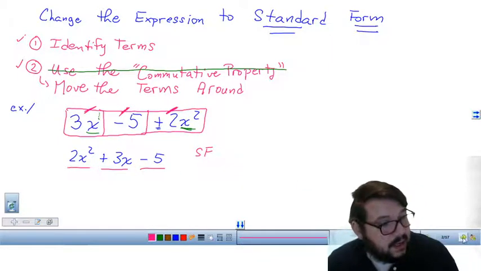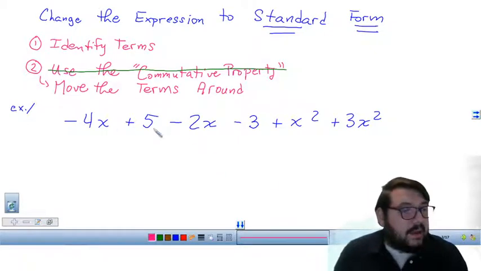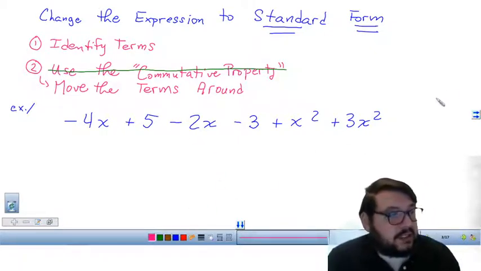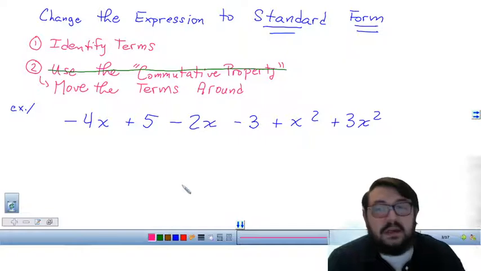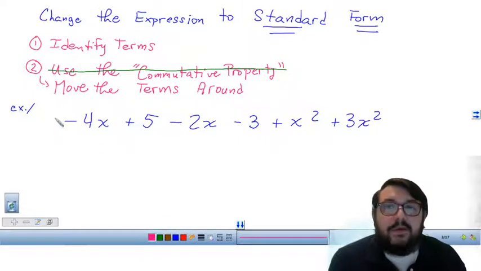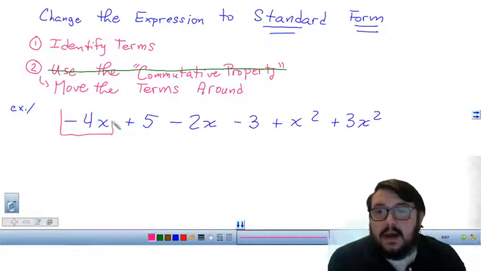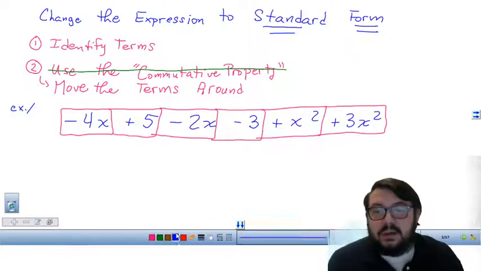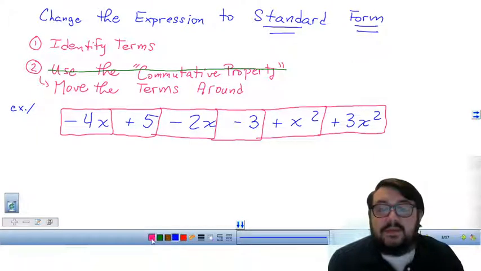Okay, so let's go to the next one. Here I made a much larger one, just so you could see what would happen if you had a crazy looking expression. And it's also going to be part of our problem solving playlist. So let's go ahead and identify our terms. So watch what I'm going to do. I look here, and well, you could pause it and give it an attempt if you wish.